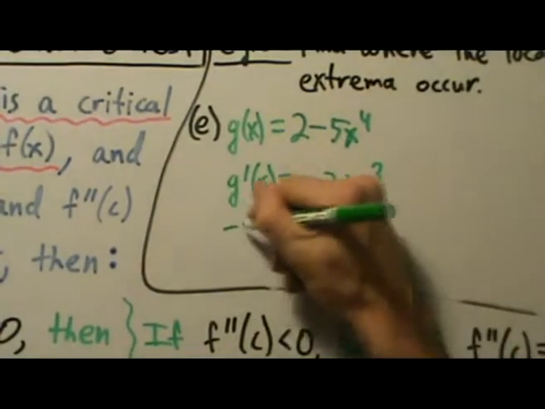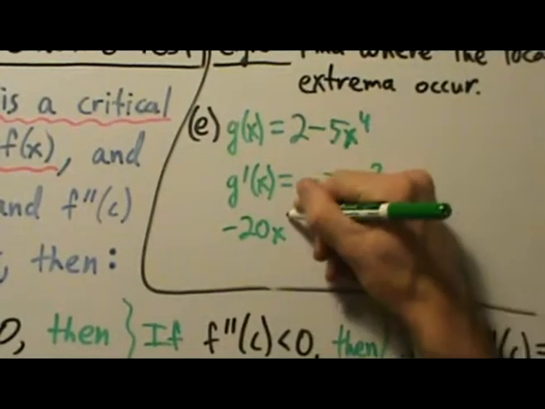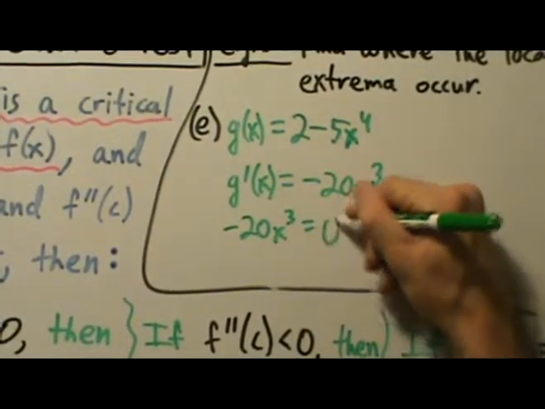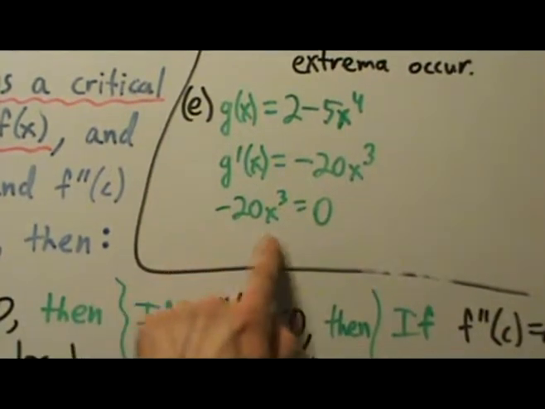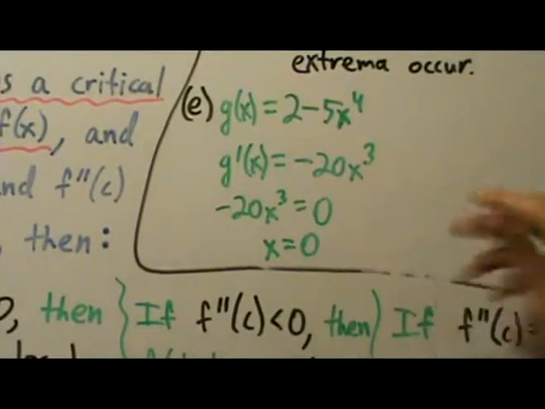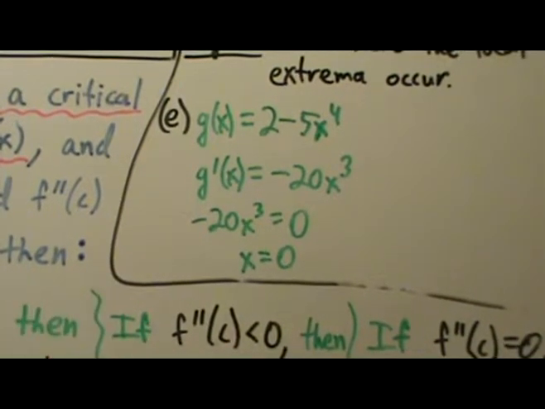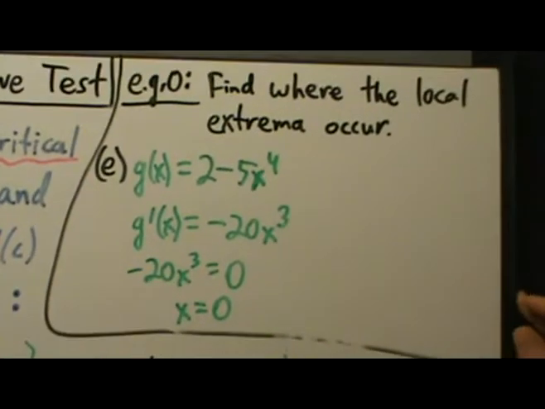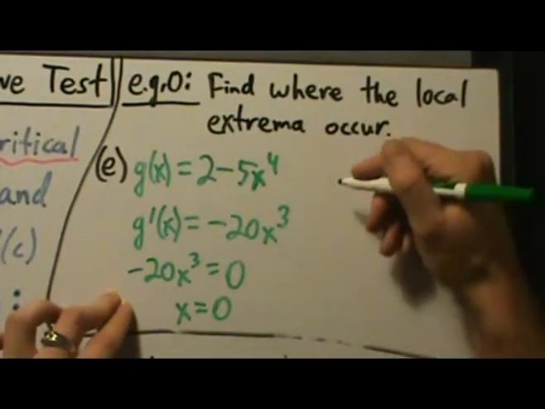So take this, set it equal to 0 to find the critical points. So negative 20x cubed equals 0. That only happens if x is 0, just like all the other examples we looked at. And again, we'll do more complicated examples later. But anyway, the next thing we want to do is find the second derivative.